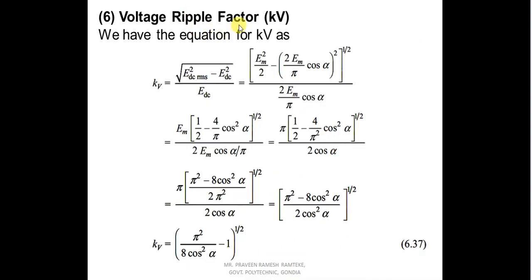Next is the voltage ripple factor. It is the ratio of the square root of the difference between the squared RMS value and the squared average value, divided by the average value. Solving it step by step, we get the voltage ripple factor equals the square root of pi square by 8 cos square alpha minus 1.